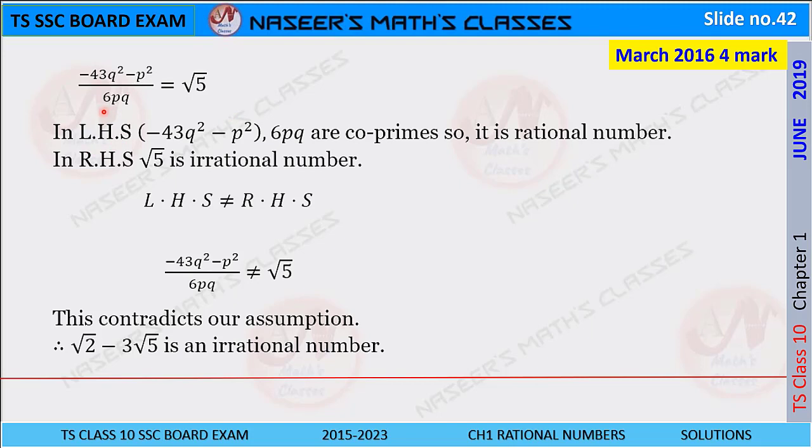In LHS, (minus 43 q square minus p square) by 6pq is a rational number, since minus 43 q square minus p square and 6pq are integers, so it is a rational number, and in RHS root 5 is an irrational number. So we can say LHS is not equal to RHS. Then we can write (minus 43 q square minus p square) by 6pq is not equal to root 5. This contradicts our assumption, so root 2 minus 3 root 5 is an irrational number, hence proved.